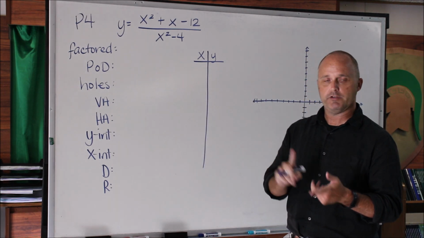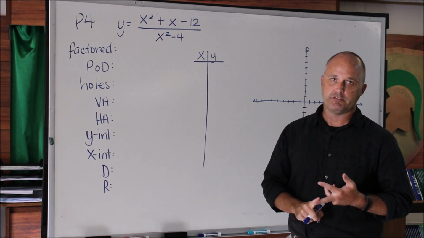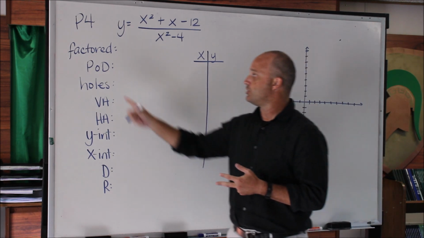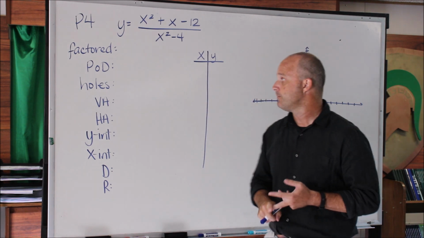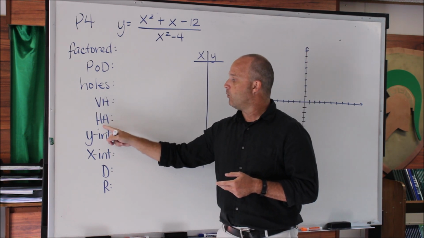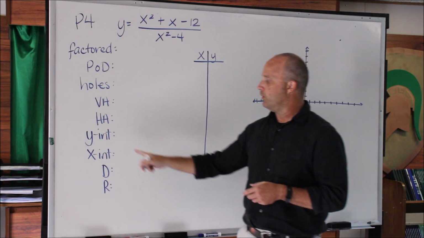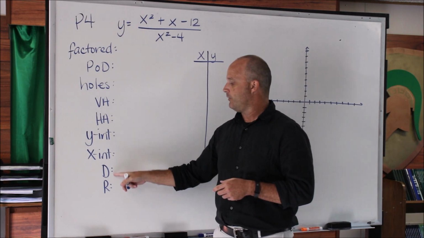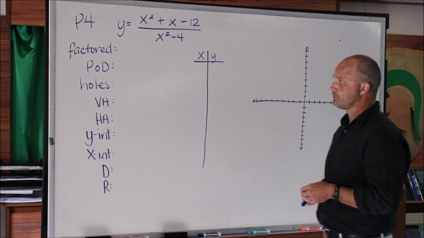So we want to say, what is the factored form? What are the points of discontinuity, which double as your restrictions on x? Where are the holes? What are the vertical asymptotes? What are the horizontal asymptotes? What is the y-intercept, the x-intercept, the domain, and the range?